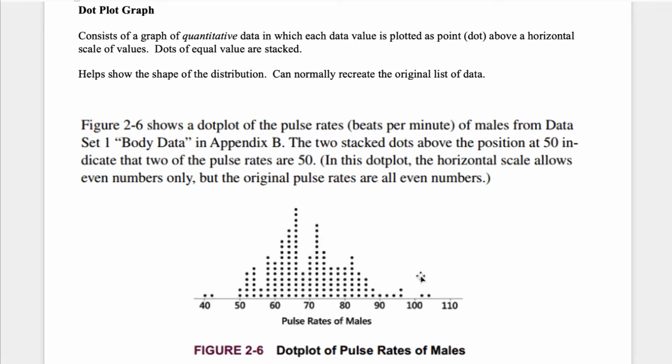So in essence, you see how many of each data point you have, and you get an idea of a bar graph. This shows a dot plot of pulse rates in beats per minute of males from dataset 1 of the body dataset in Appendix B. The two stacked dots above the position at 50 indicate two pulse rates that are 50.